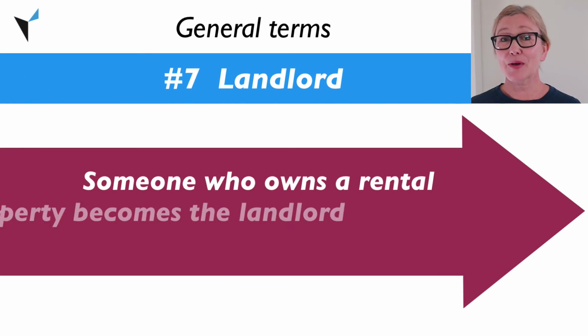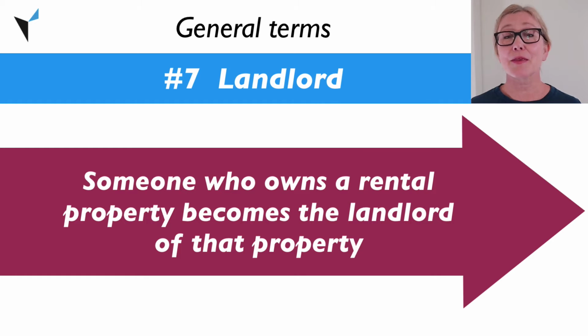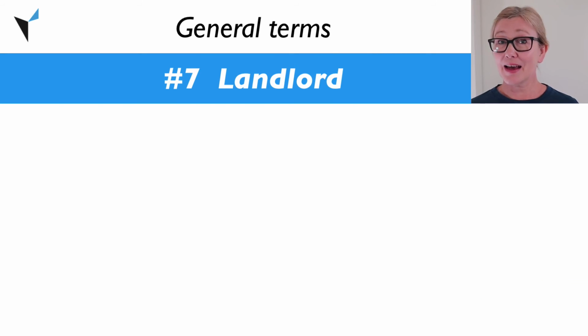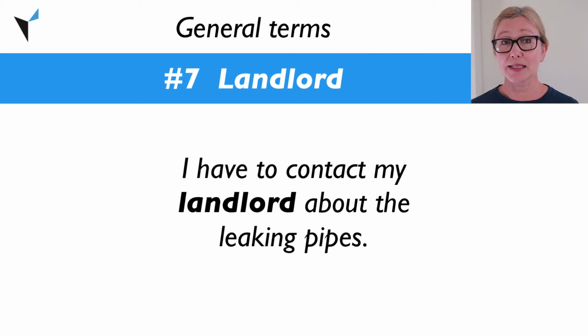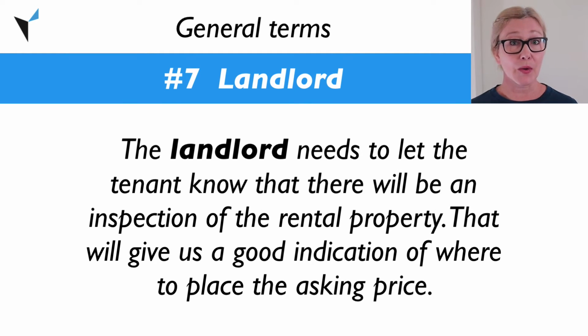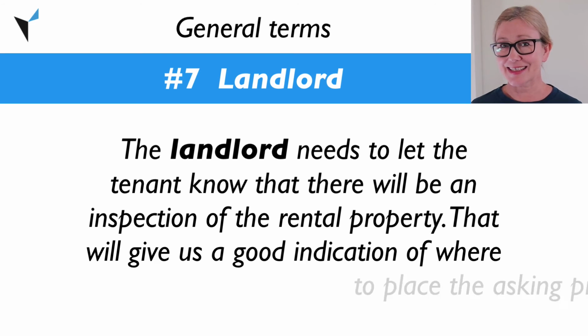Landlord. When someone owns a rental property, they become the landlord of that property. A contract is signed by the landlord and the renter, and that contract outlines their rights and responsibilities. Examples. I have to contact my landlord about the leaking pipes. The landlord needs to let the tenant know that there will be an inspection of the rental property. That will give us a good indication of where to place the asking price.